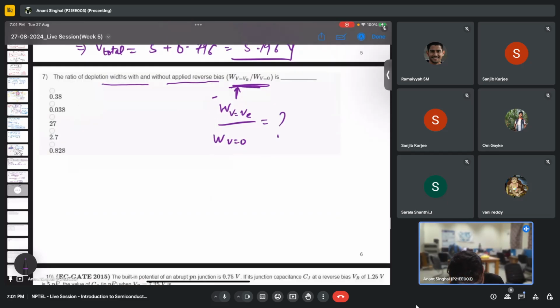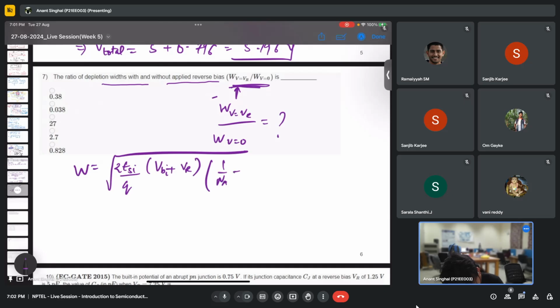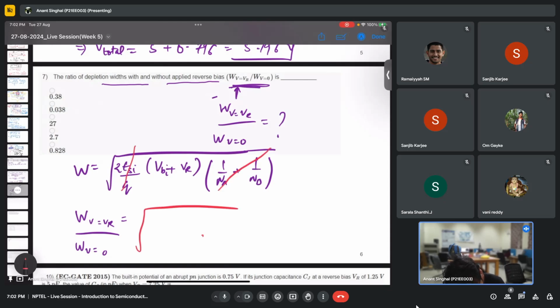Okay, so let me try to solve it. We all know the depletion width formula, as I already told you. If you are not applying anything, this is 2 epsilon s by q, times VBI plus VR, times 1 by NA plus 1 by ND. So when V is equal to VR, if I divide it by W when V is equal to 0, all of these terms which I am marking in red will get cancelled out on division, and what we are left with is VBI plus VR divided by VBI, because for the lower case VR is 0.